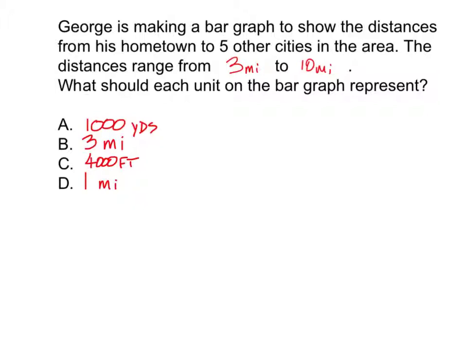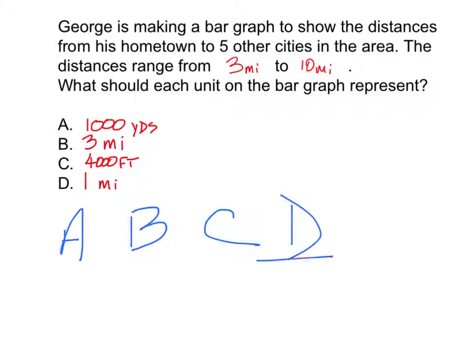How many people think that it's A? How many think it's B? How about C? And D? You're right. Everybody chose D. The answer is D.